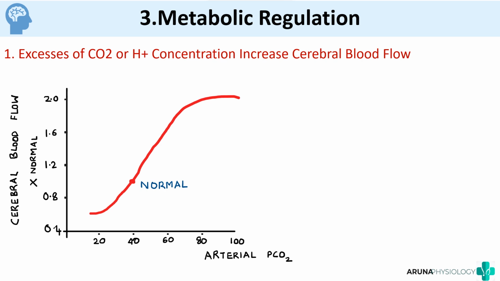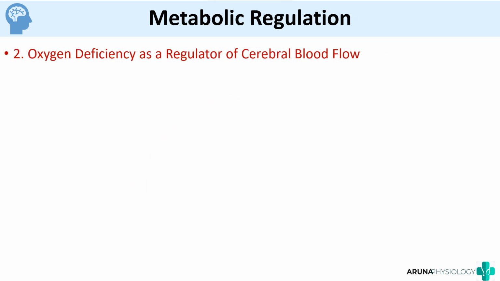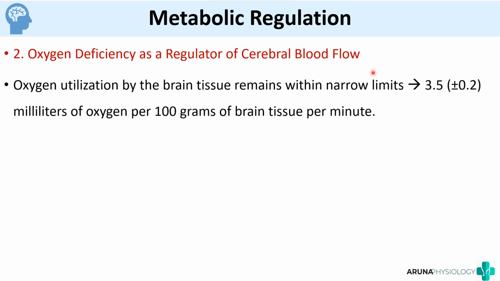Now another factor that is involved in metabolic regulation is oxygen. So oxygen deficiency is also a regulator of cerebral blood flow. We know that the brain tissue cannot survive without oxygen. So whenever there is a deficiency of oxygen, there is a regulatory mechanism so that the cerebral blood flow remains constant. Okay, so what is the normal oxygen utilization? Oxygen utilization by brain tissue remains within normal limits of around 3.5 ml oxygen per 100 gram per minute, and the normal PO2 is around 35 to 40 millimeters of mercury.